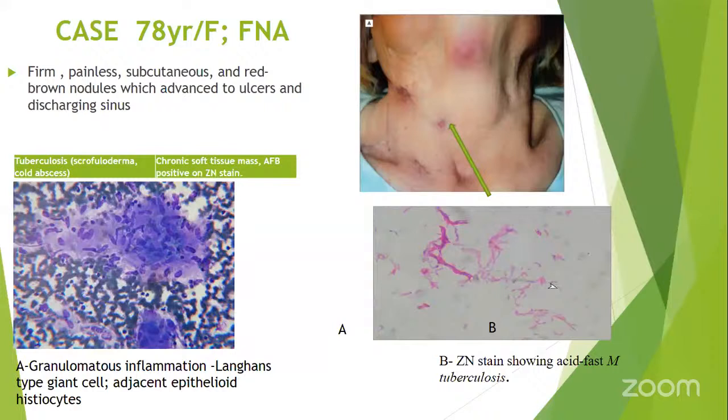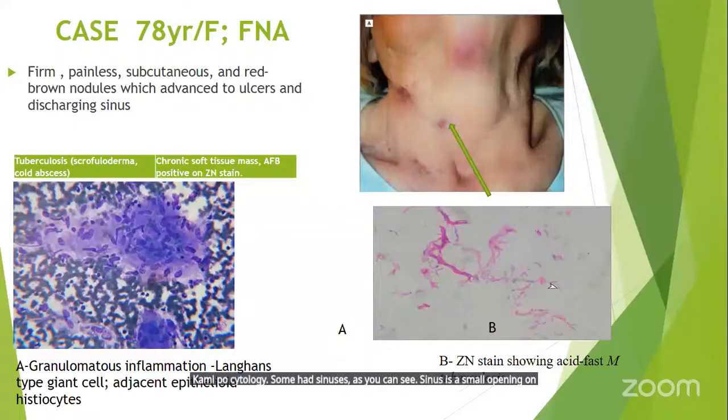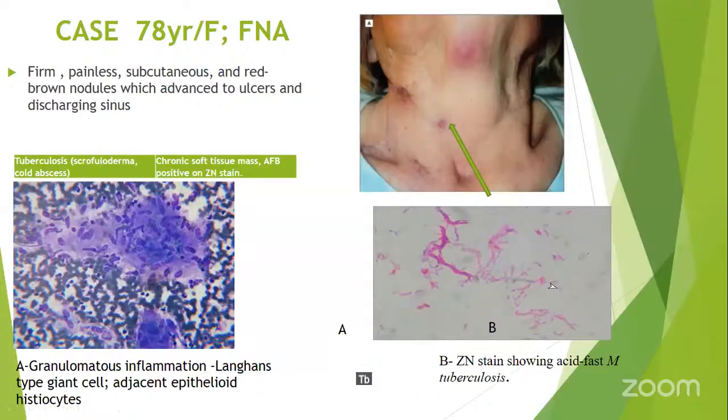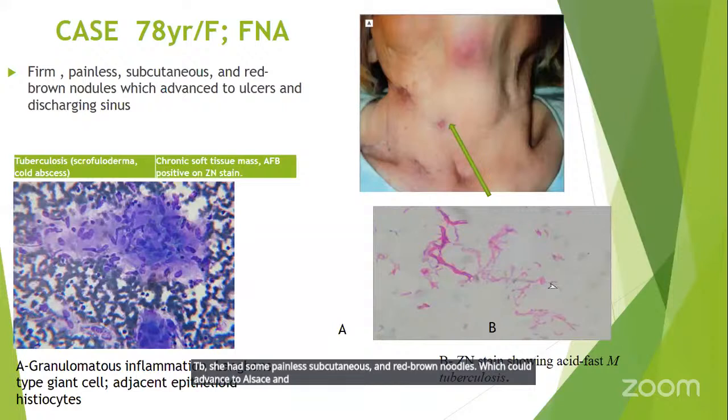This is another case. A 70-year-old female with so many skin lesions coming for cytology. Some had sinuses, as you can see. A sinus is a small opening on skin surface. I cannot tell everything, but whatever I found here was just TB. She had painless subcutaneous and red-brown nodules, which could advance to ulcers and discharge sinuses, meaning she was discharging a lot of TB.